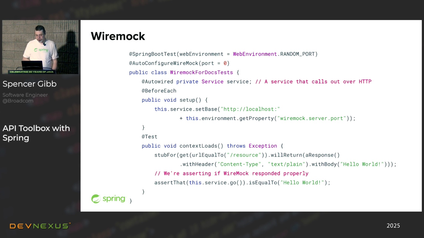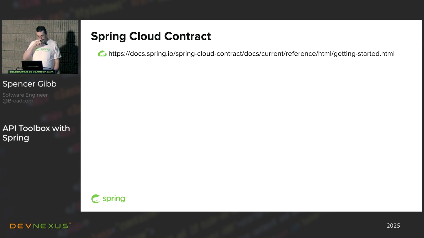And then we define how we want the server to respond, right? With that stub for here in context loads. So you define the full HTTP response there. And then you call the service and it will verify that WireMock responded properly. And then next we have Spring Cloud Contract.